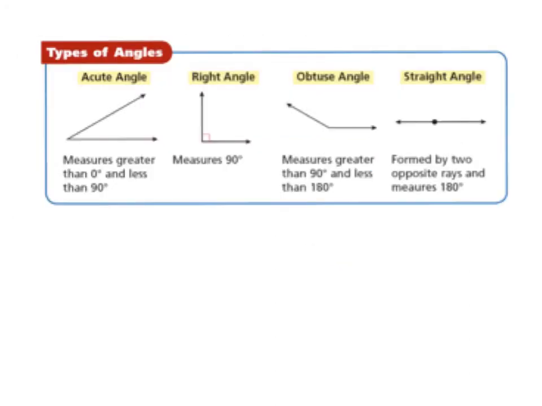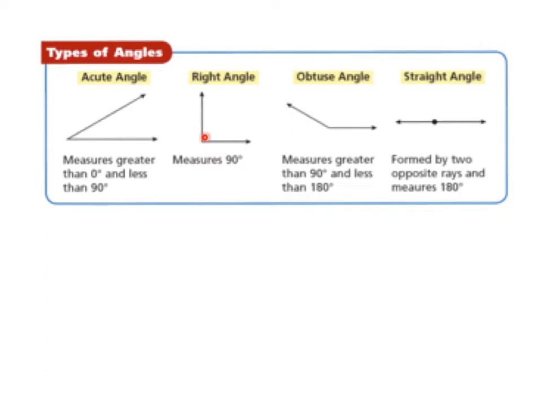And I'm sure you guys have heard these terms before: acute angle, right angle, obtuse angle, straight angle. And basically they're used to classify what types of angles. So an acute angle has a measure that's greater than 0 but less than 90. So that's going to be a smaller angle. A right angle has an exact measure of 90, and typically you're going to see this little box in the angle.